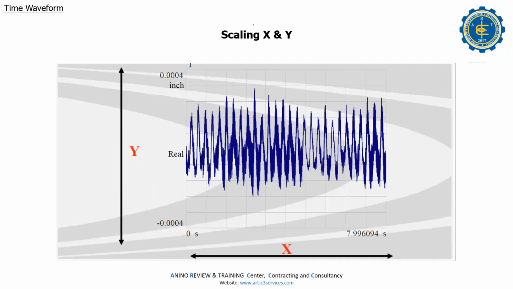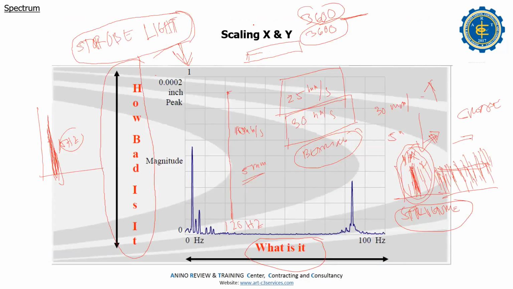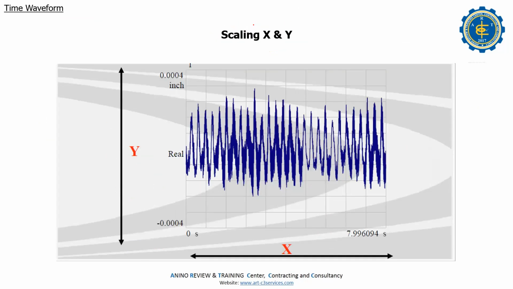Scaling X and Y. This is the time waveform scaling, right? Before it was the spectrum. So now it is the time waveform. We have Y, the same with Y and X. Only the time waveform is very complicated to analyze. Sometimes I analyze with the spectrum, not the time waveform. Only if we have a bearing problem, that's the time we look at the time waveform. Because in the time waveform, if we have a bearing problem, it is very spiky, right?